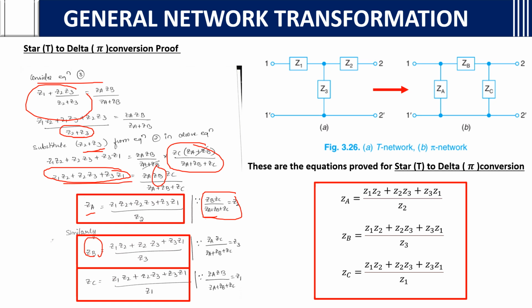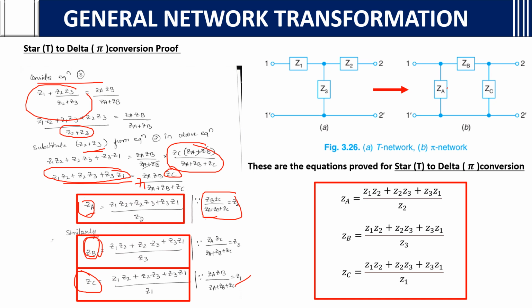In the same way, if you keep aside ZC, what you get is ZA ZB by ZA plus ZB plus ZC. That is Z1. If you substitute Z1 in this place, then you will get it in the denominator. So this is the equation for ZC. So you will get all the values needed for the delta conversion. These are the equations you need to remember.